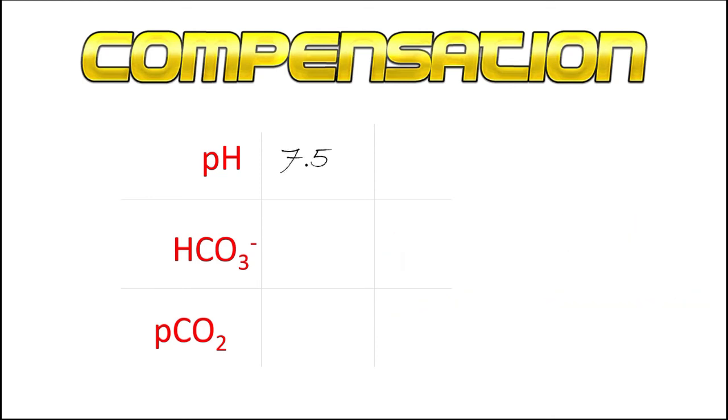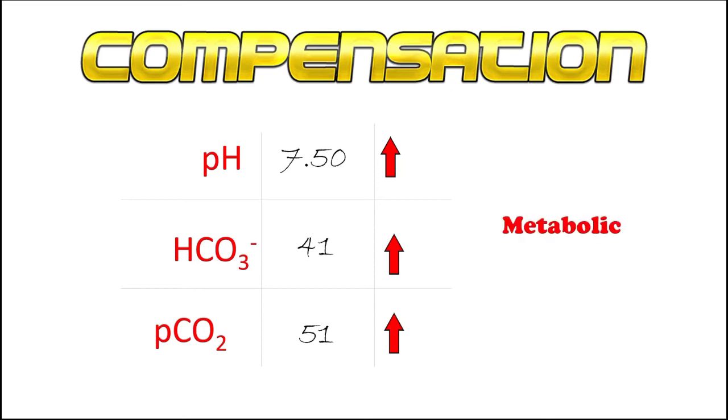Another scenario, pH of 7.50, a bicarbonate of 41, and PCO2 of 51. pH is raised, bicarbonate is raised, and PCO2 is also raised. Applying the rule of B here, pH and bicarbonate are in the same direction, hence metabolic. pH is on the higher side, alkalosis, and applying the mnemonic for compensation.